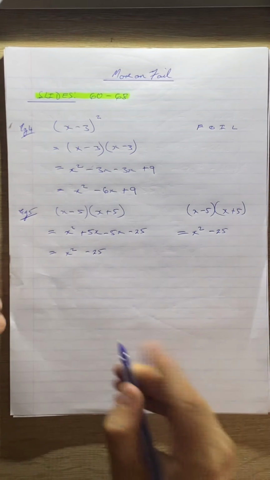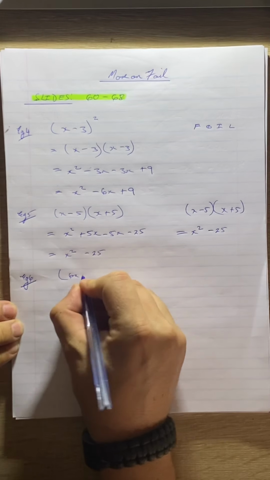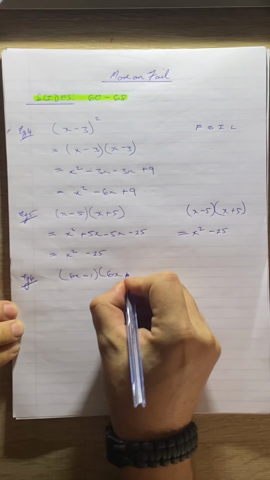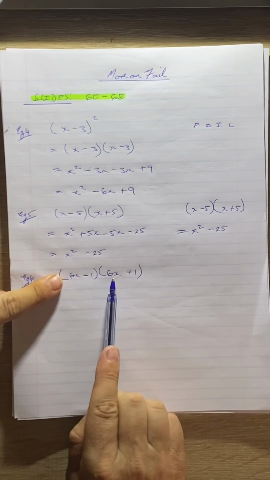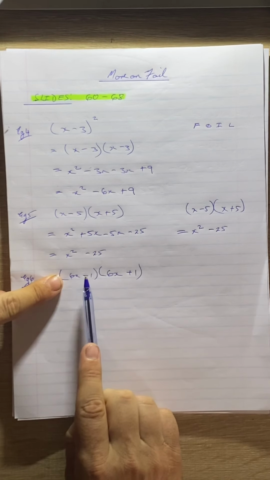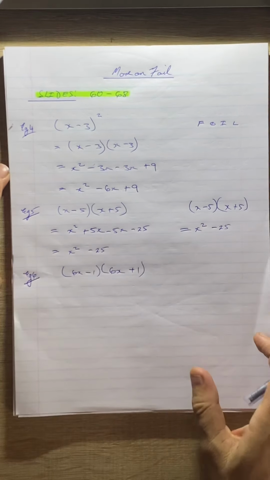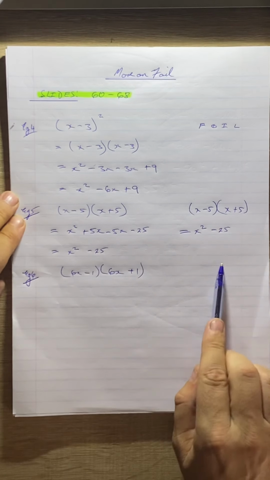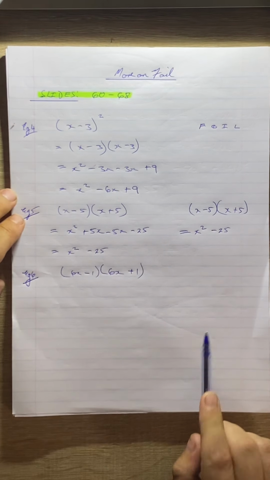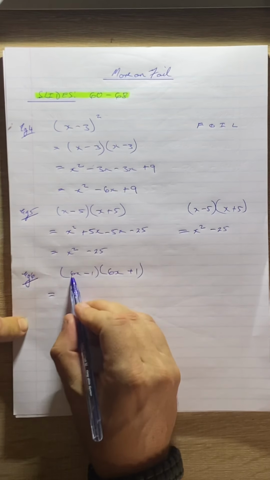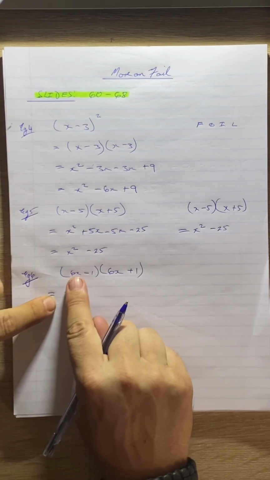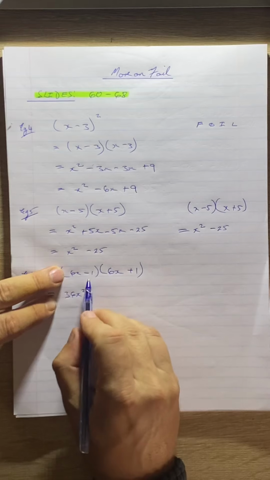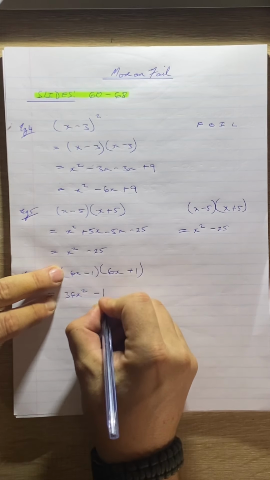So let's have a look at example 6. We've got (6x minus 1)(6x plus 1). So we can see the terms are exactly the same: 6x, 1, 1. The only difference is a negative and a positive. So for this one, I'm going to do the quick way first, and then I'll do the original method next. You'll see we'll get the same answer. So 6x times 6x will give us 36x squared. Because I'm doing the quick method, I'm only doing the firsts and the lasts. Now, minus 1 times positive 1 gives us minus 1.